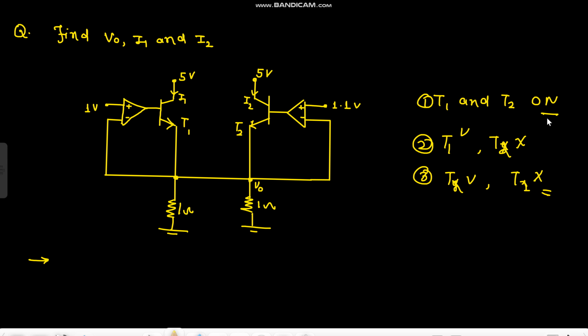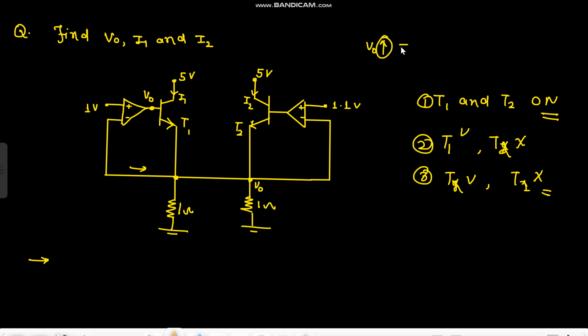Now let us assume T1 and T2 both on. If T1 and T2 both are on, then this op-amp will be in negative feedback. Can you say it directly? No, we have to check. So how will we check? First, this is V naught. Now first let us increase V naught.